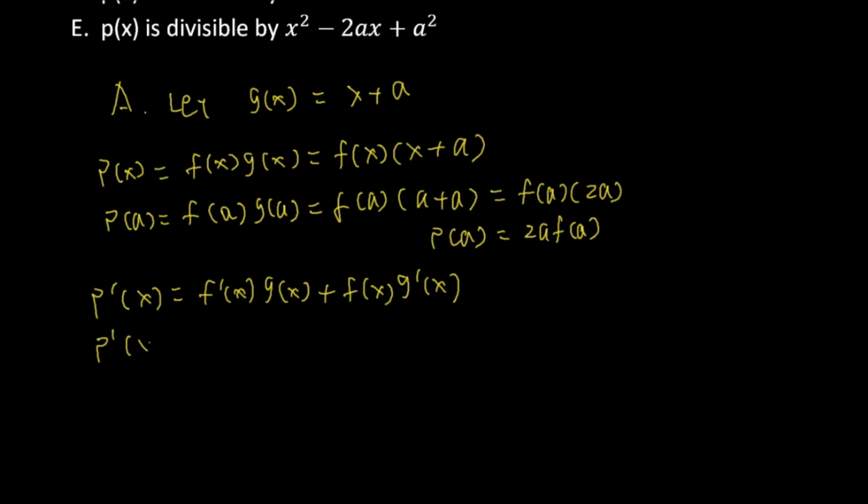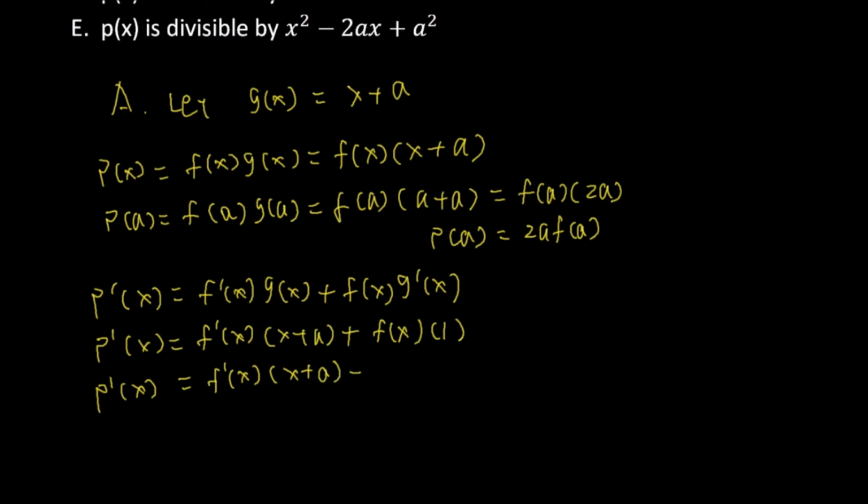So p prime at x is equal to, we don't know what f at x is, so f prime at x will stay as f prime at x. So we have f prime at x times g at x. We said g at x is equal to x plus a, so x plus a, plus f at x, which we leave as is, times g prime at x. g at x is x plus a, then g prime at x is the derivative of x plus a. A is a constant, so this is just 1. The derivative of x is 1. So p prime at x is equal to f prime at x times x plus a plus f at x.